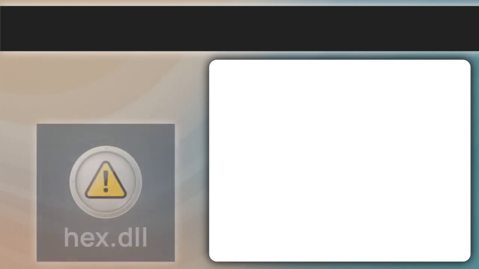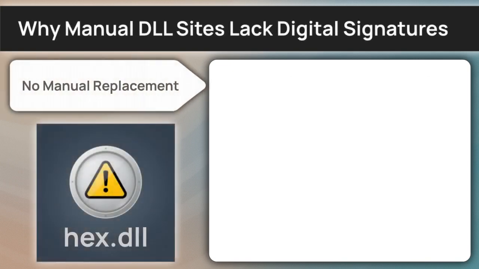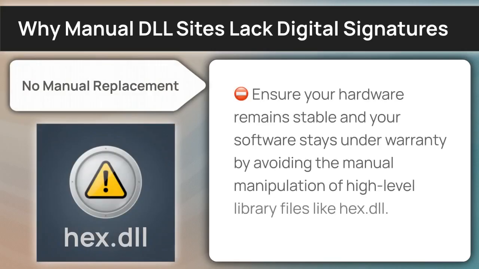To protect your system architecture, I have a few recommendations regarding file authenticity. Warning: many online repositories provide versions of Hex Library DLL that are either corrupted or intentionally malicious. Trusting these sources puts your privacy at risk and often fails to solve the original error.